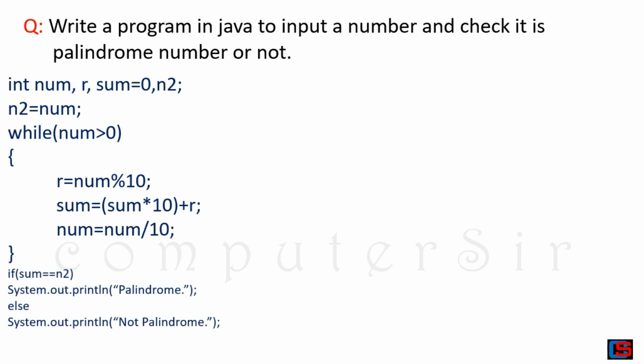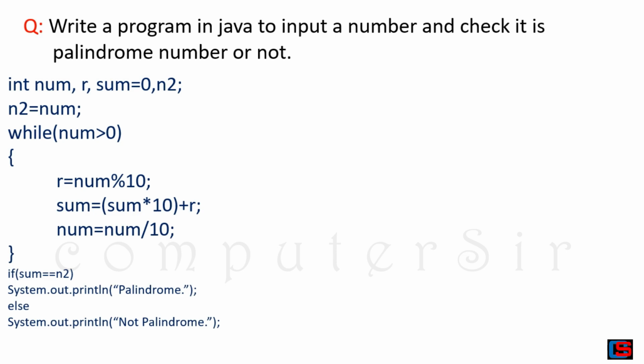So you can see I have already written the Java code here. The num variable is declared to store the value entered by the user, along with r, sum and n2. Why is n2 initialized with num? The number entered by the user, which is stored in the variable num, is copied to another variable n2. Why? I'll explain it later.